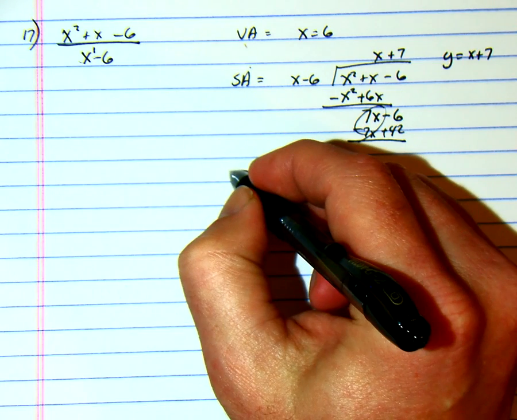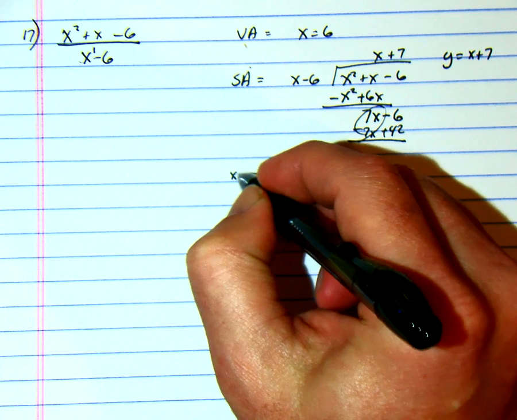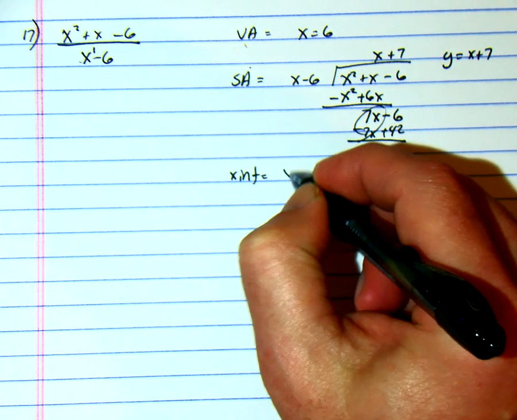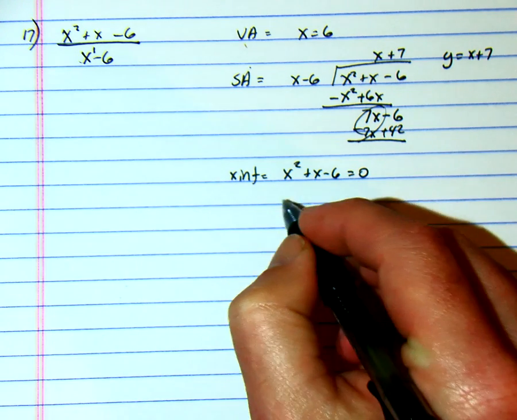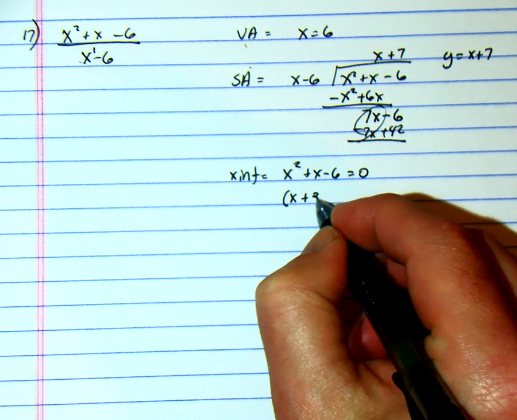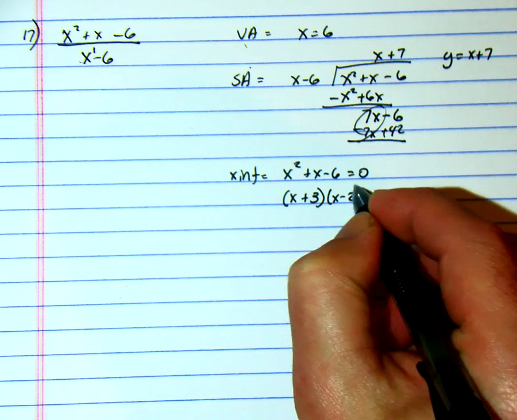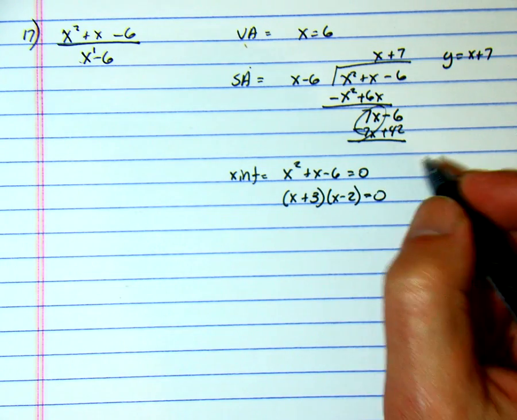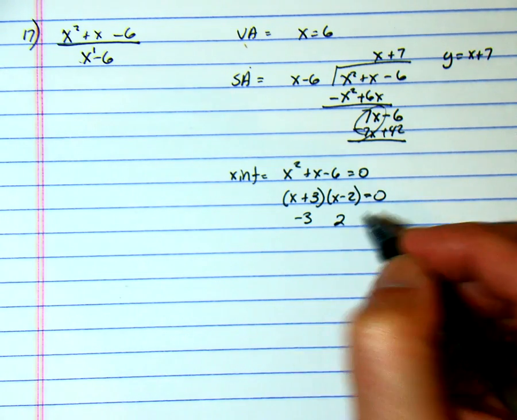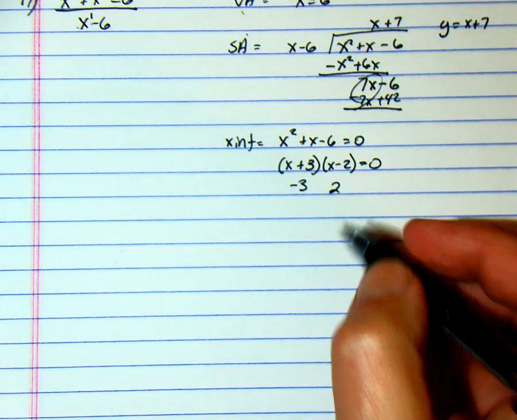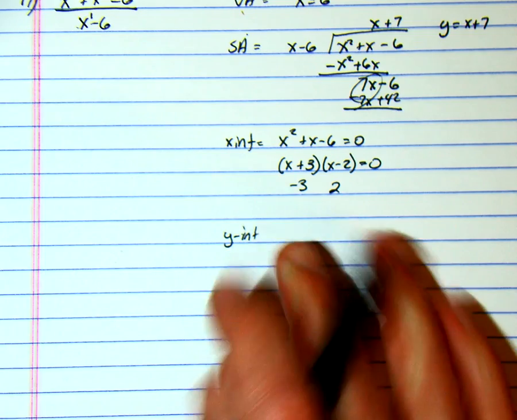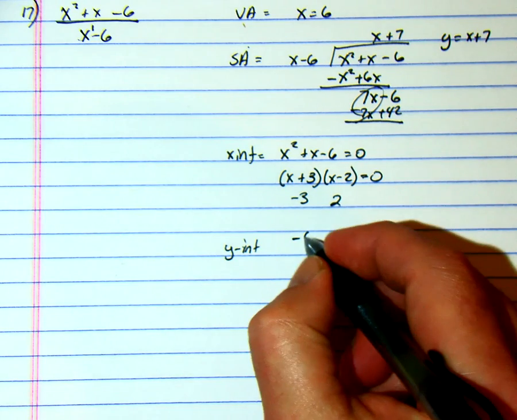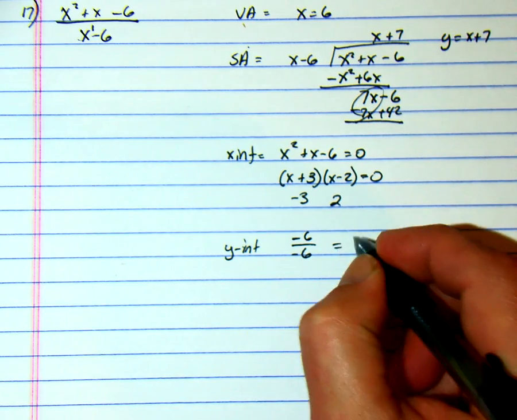All right, so we have my x-intercept. That means that x squared plus x minus 6, I need to know when does that equal 0. So if we were factoring, that's an x plus 3 and an x minus 2. We know that equals 0, so we get negative 3 and a positive 2 out of it. So those are going to be my two x-intercepts, and I have a y-intercept. My ratio of constants, negative 6 over negative 6, which is going to be 1.